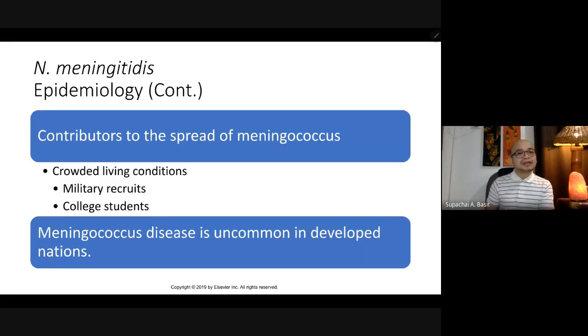So why do we call it epidemic meningitis? Because it can easily be spread, particularly if you are living in crowded conditions, such as in military camps or in the dormitory of college students. So meningococcal disease is uncommon in developed nations, and unfortunately, the Philippines is not yet, I'm not saying never, the Philippines is not yet a developed nation.